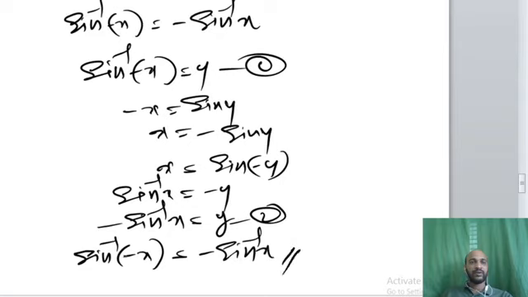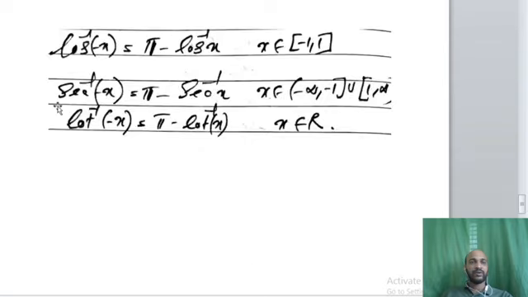In the same way you can prove tan inverse of minus x is equal to minus tan inverse of x, and cosec inverse of minus x is equal to minus cosec inverse of x. Now, the next result.